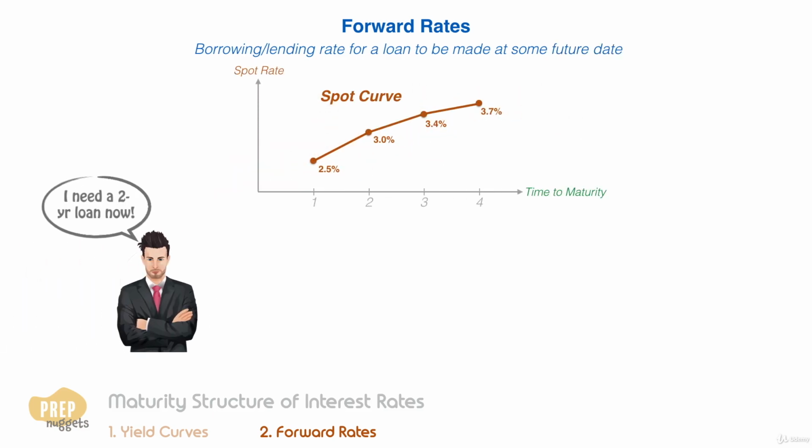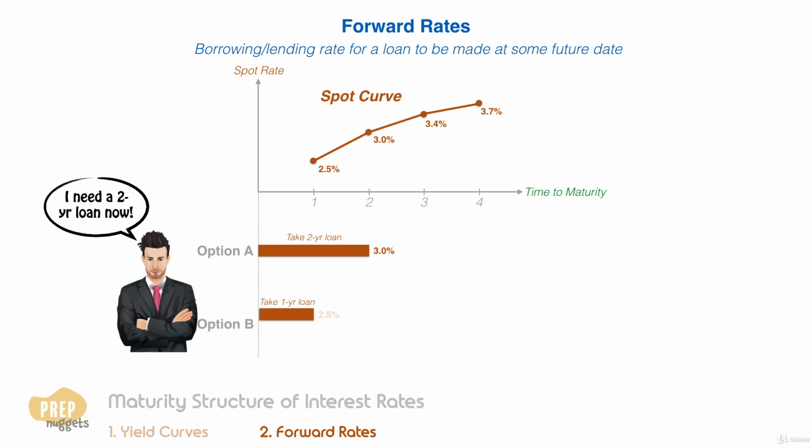Imagine you need to take a loan for 2 years. The most obvious option is to take a 2-year loan at the current spot rate of 3%. The other option is to take a 1-year loan at the 1-year spot rate of 2.5%, followed by another 1-year loan at the 1-year into 1 year forward rate. Let's say the 1-year into 1 year is 3.2%. Let's work out the total interest incurred over the 2 years for each of these two options.